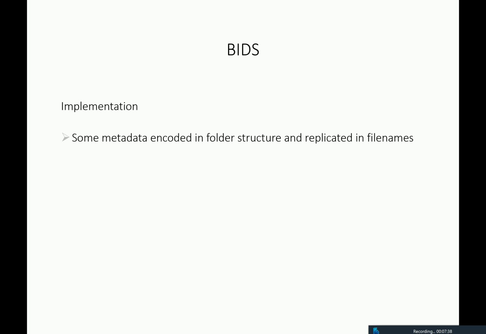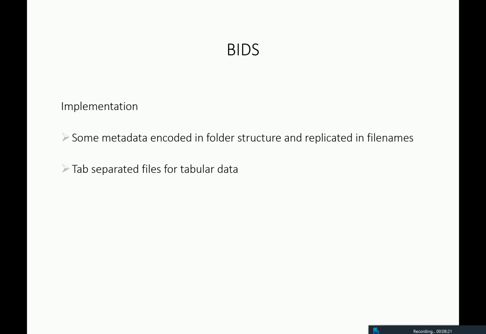So how are these ideas implemented? Some metadata is already encoded in the folder structure and replicated in file names, so that it's fairly obvious what a specific data file corresponds to, because it says in the file name and the folder that this is a specific participant, and it also says in the file name what kind of task or whether a task at all was done. So you have the metadata already in the file that makes up the data.